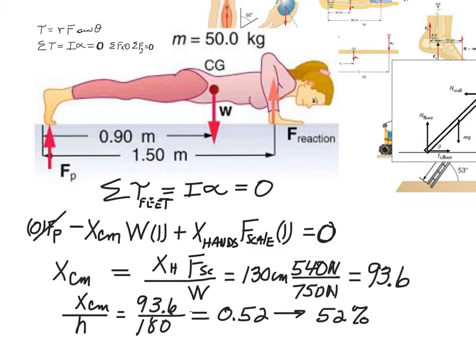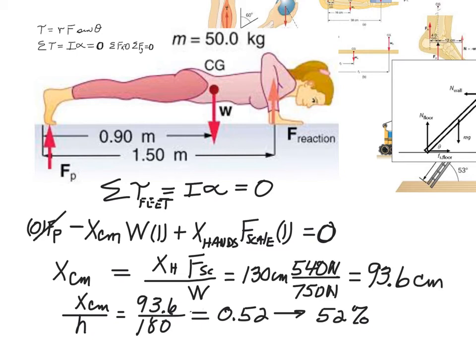So x of the center of mass is going to be x hands times the scale force divided by the weight. I left this in centimeters. There's the scale force, it's given. There's the weight, it's given. And so we get an XCM of 93.6 centimeters. Oops, I forgot the units.